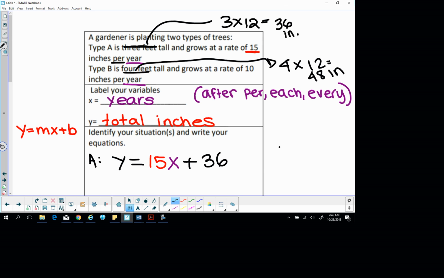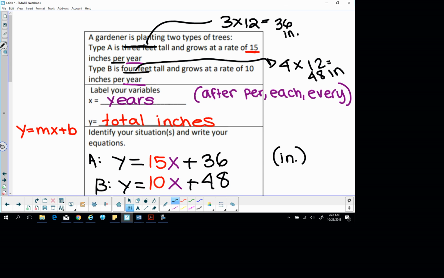So this is all in inches. Then the next one is type B. And so I know type B, how many inches is it growing per year? The 10, right? So it's growing 10 inches per year. Then plus how many inches does it start as? 48.